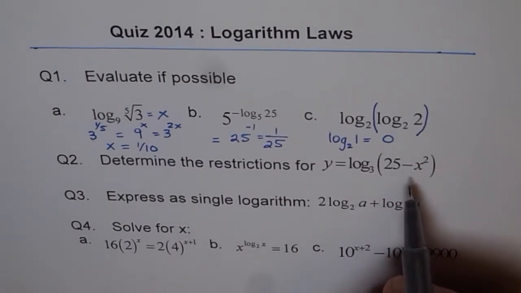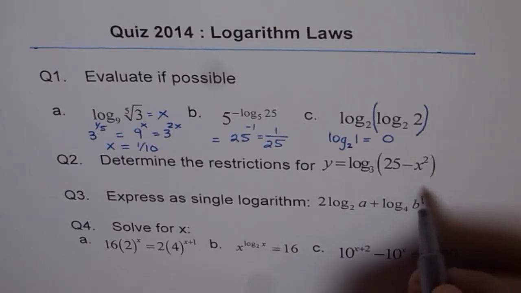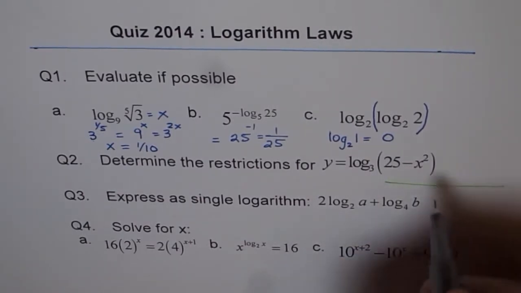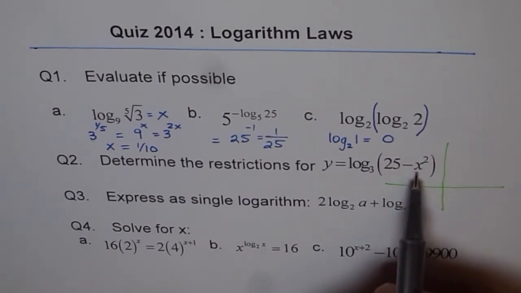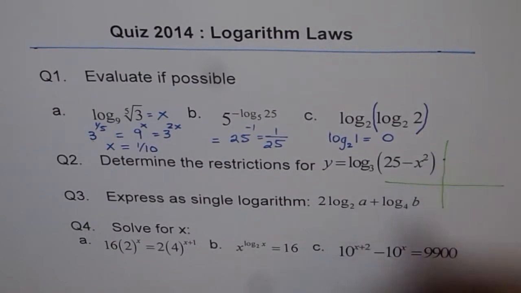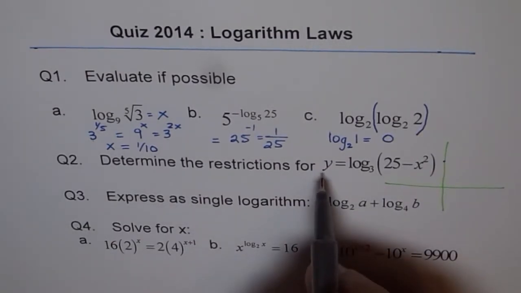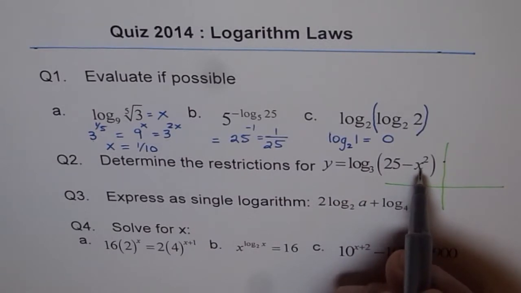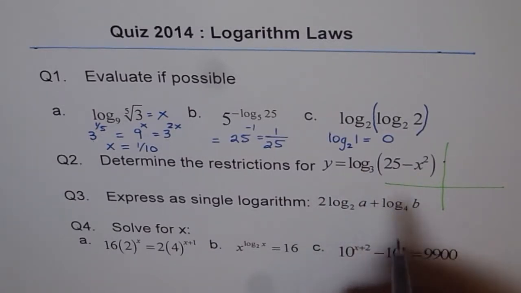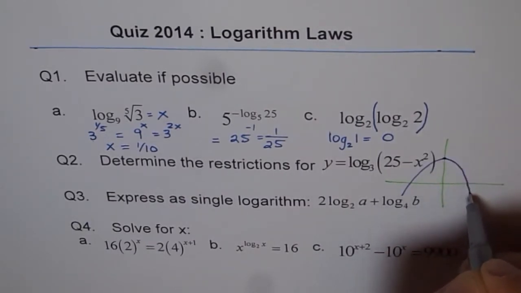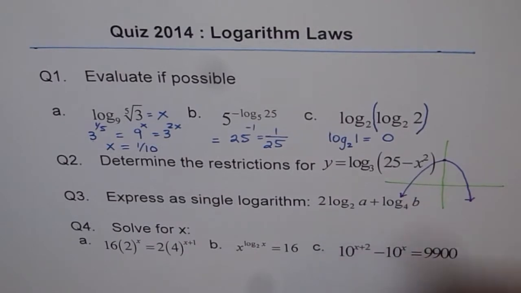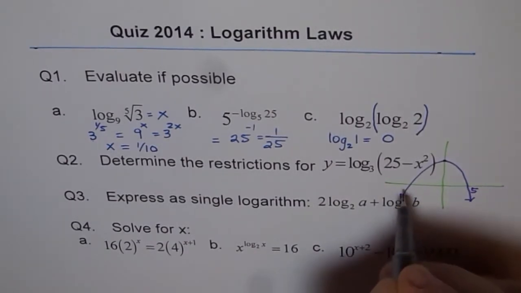So I will do it using a small sketch. Let's say this is our coordinate system, and here we will sketch 25 minus x squared. If I put x equals 0, what do I get? I get 25, so let's say this is 25. And if I put y equals 0, I get x equals plus or minus 5, correct? So I have a parabola here which opens downwards from 25. You see that? And these points are 5 and minus 5.